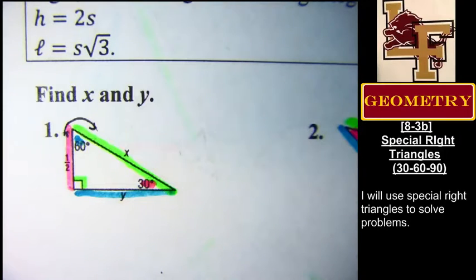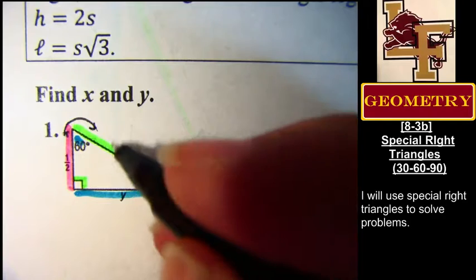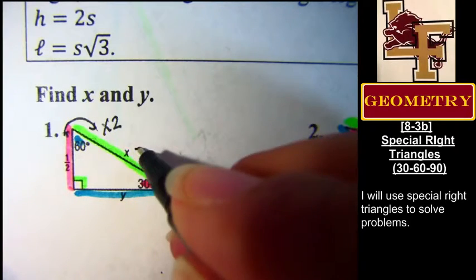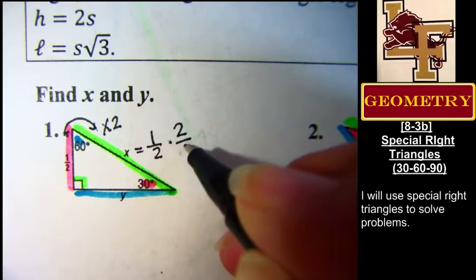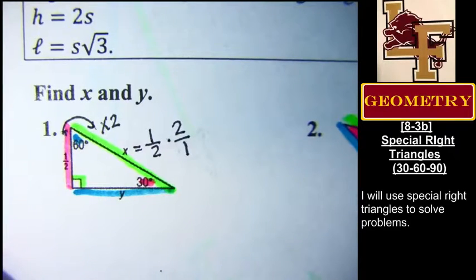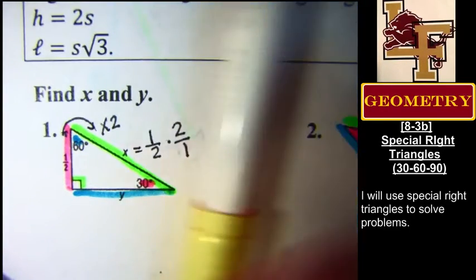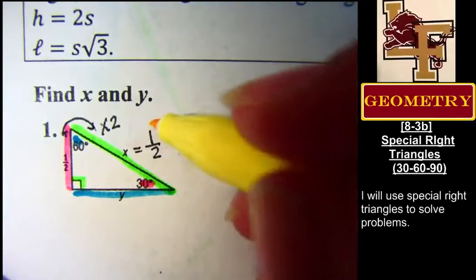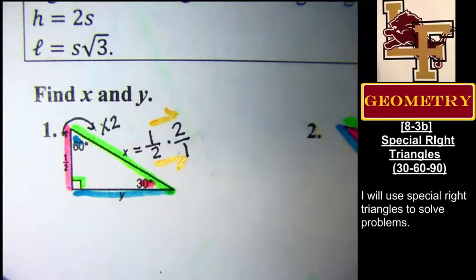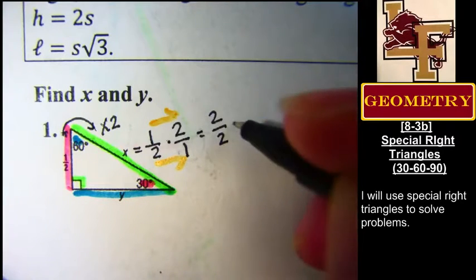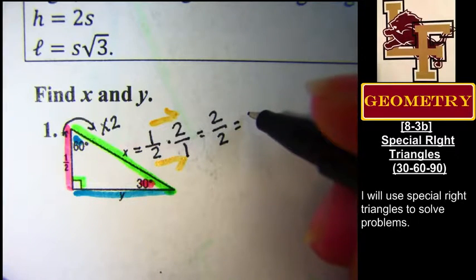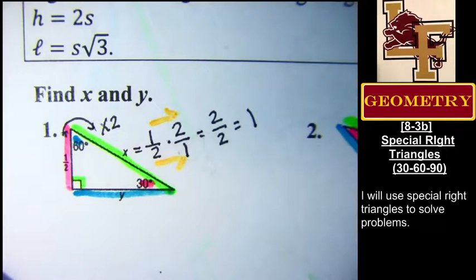Short leg to hypotenuse, multiplied by 2. So I'm going to take 1/2 and multiply it by 2. And I'm going to rewrite 2 as a fraction. This lets me see that I need to multiply straight across. 2 over 2. 2 over 2 is? 1. And we're done.